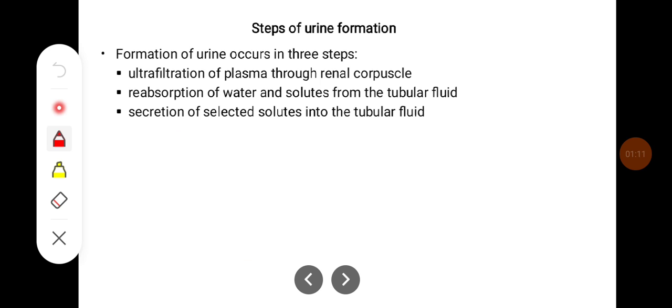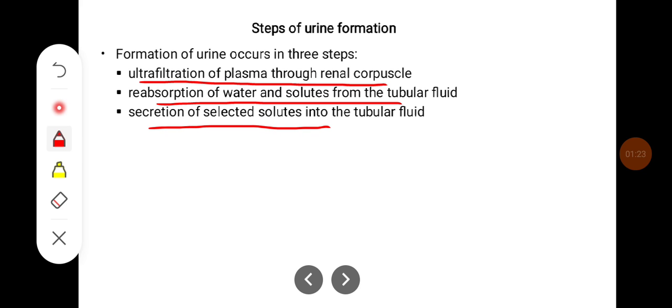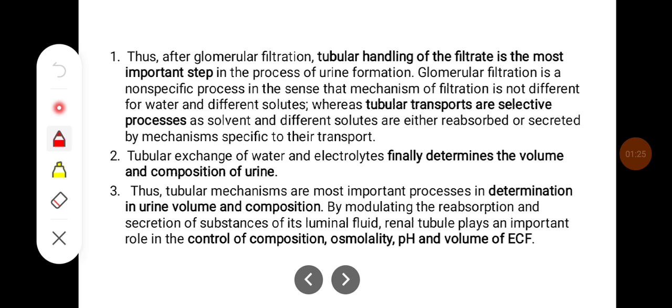There are three steps of urine formation. First is ultrafiltration of plasma through the renal corpuscle, then reabsorption of the water and solutes from the tubular fluid, then secretion of the secreted solutes into the tubular fluid. Thus, after glomerular filtration, tubular handling of the filtrate is the most important step in the process of urine formation.